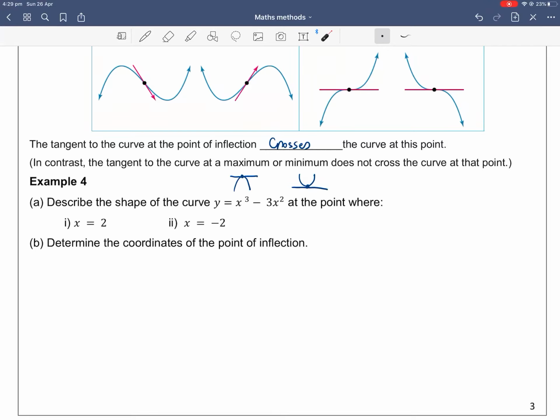Okay, so now let's have a look at example 4. Example 4 says, describe the shape of the curve y equals x cubed minus 3x squared at the point where x is 2 and when x is negative 2.